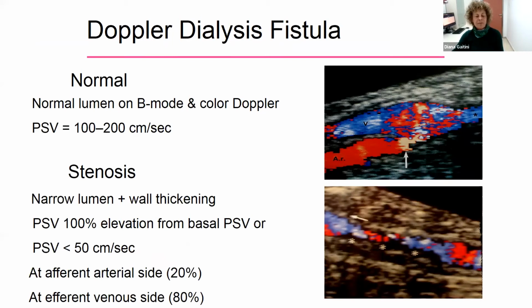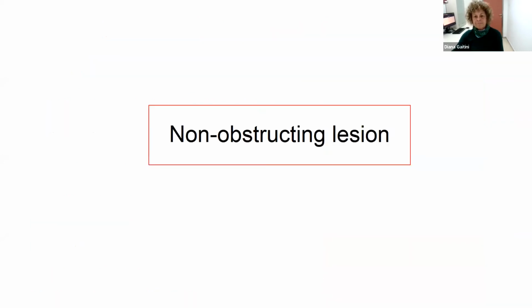The lumen is normal on B mode and color Doppler. When we have a stenosis, the lumen will be narrowed with a wall thickening. The peak systolic velocity will be 2 folds from the basic peak systolic velocity, or will be lowered less than 50 centimeters per second. Most of the stenosis occur at the efferent venous side.